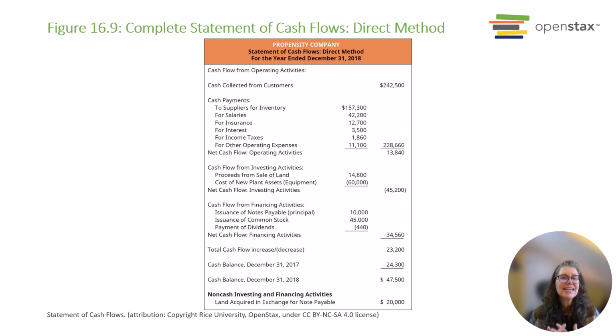So here is a completed statement of cash flows in the direct method. It uses Propensity Company as if they were a cash basis company. And you can see why they call it the direct method, because it directly calculates where the money came in and where the money went out in the operating section.